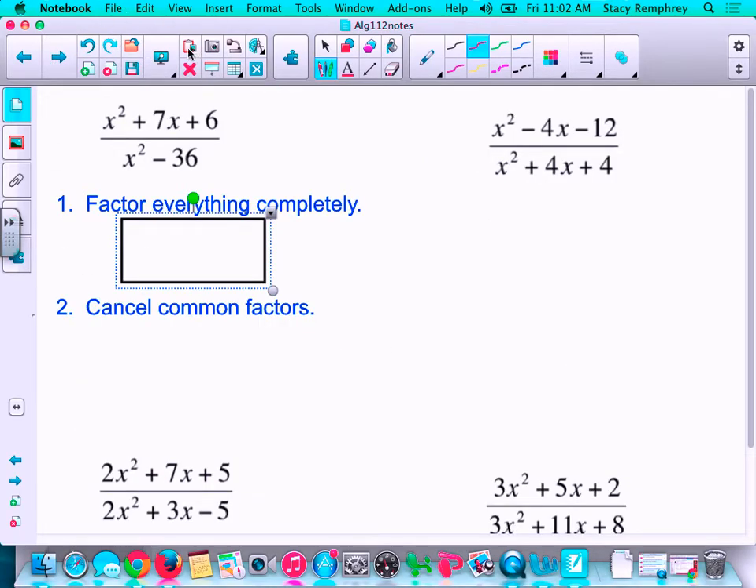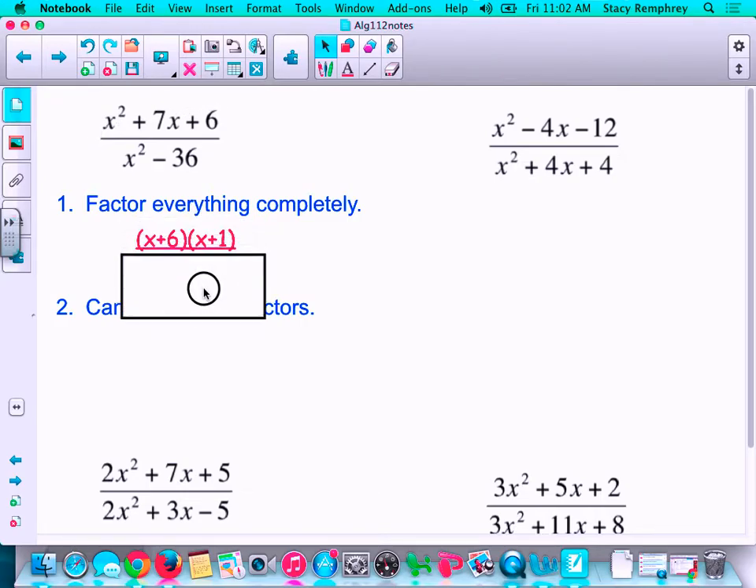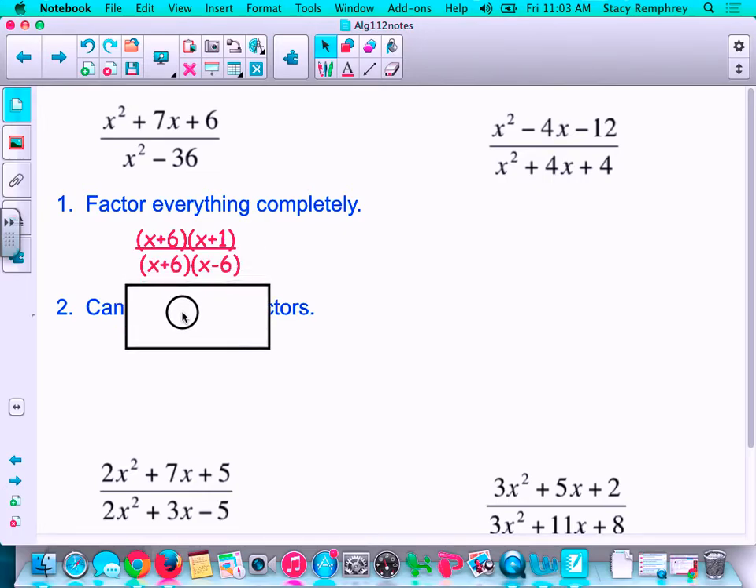On the next slide, I just added one step. So the first thing you're going to do is look at the numerator and look at the denominator. And you're going to factor everything completely, just like we did in chapter 10. So in the numerator, you're going to factor it. Is there a GCF? No. Can I factor it into 2 binomials? Yes, you can. Oh, look, there it is. The denominator, is there a GCF? No. Can I factor it into 2 binomials? Yes, I can. There it is.